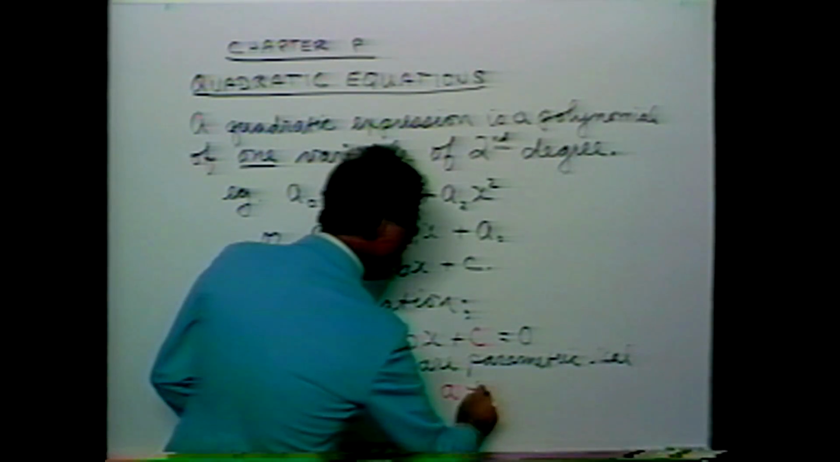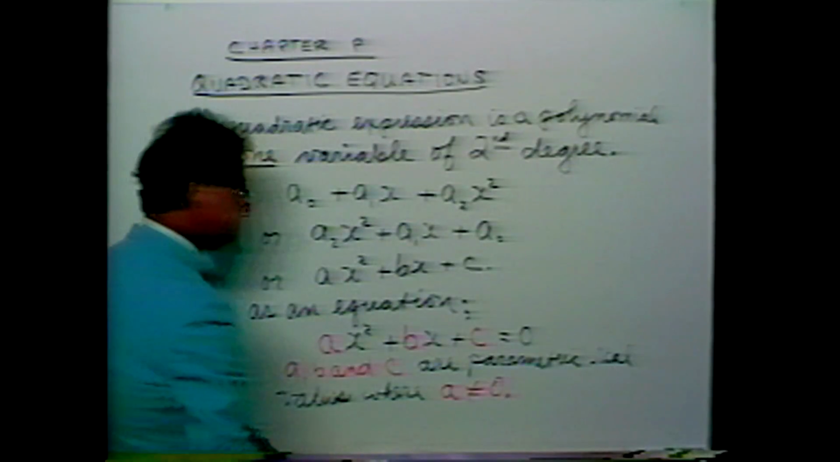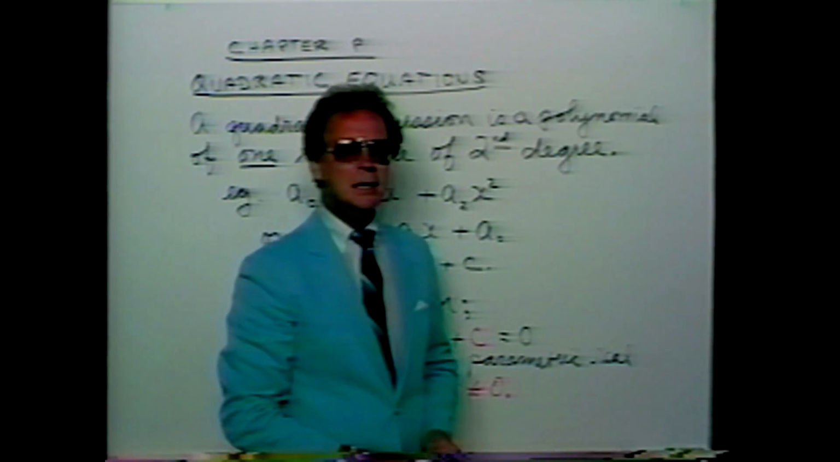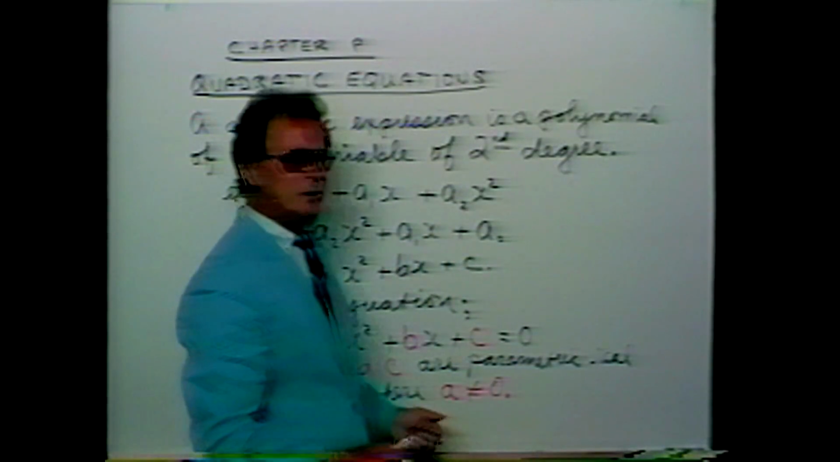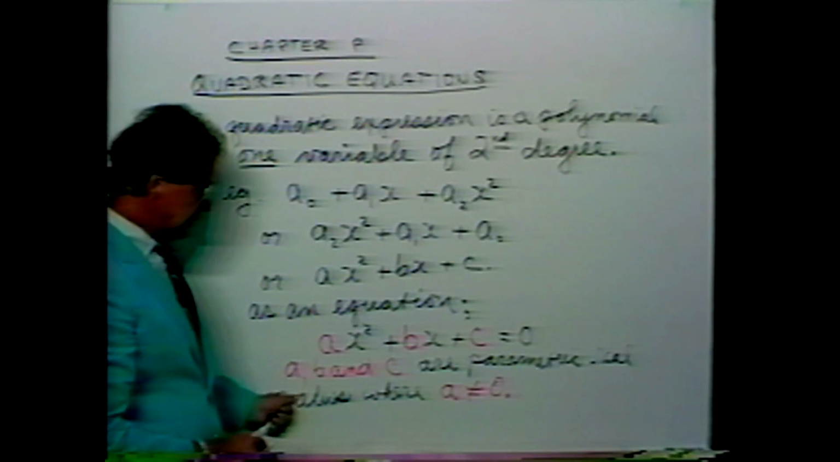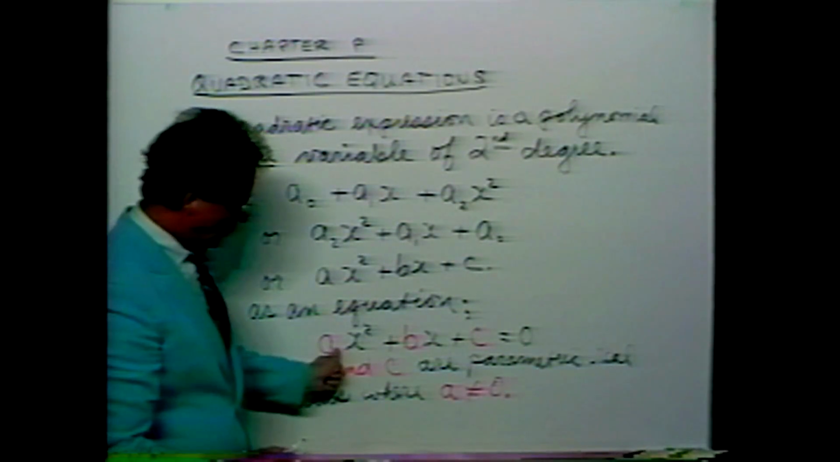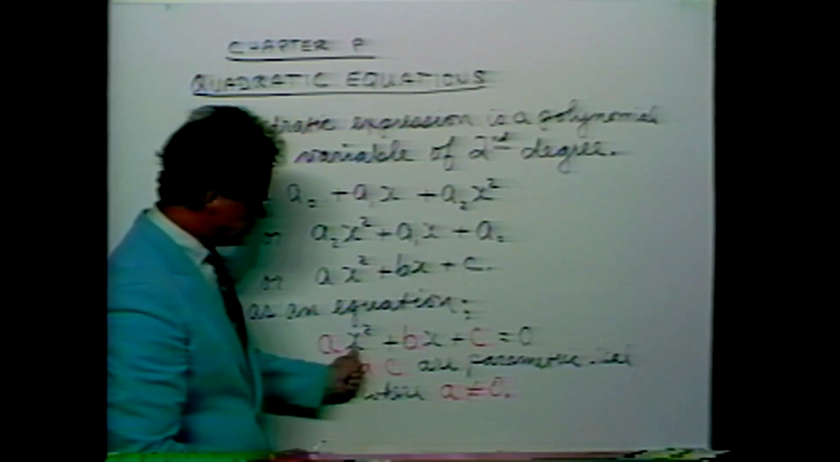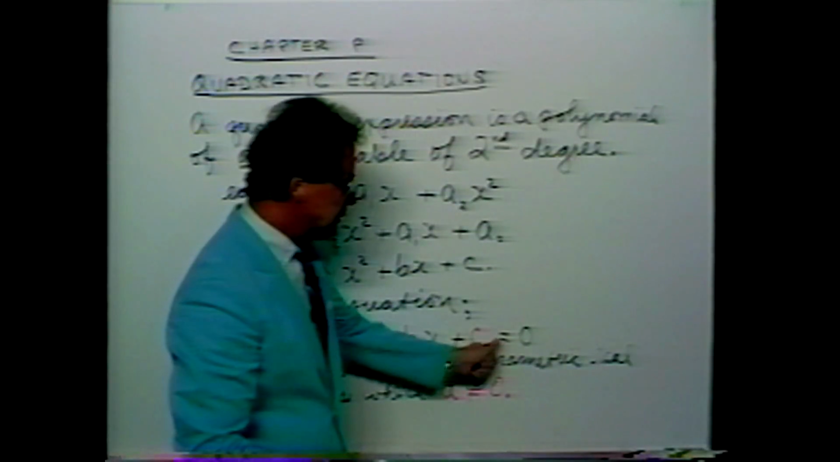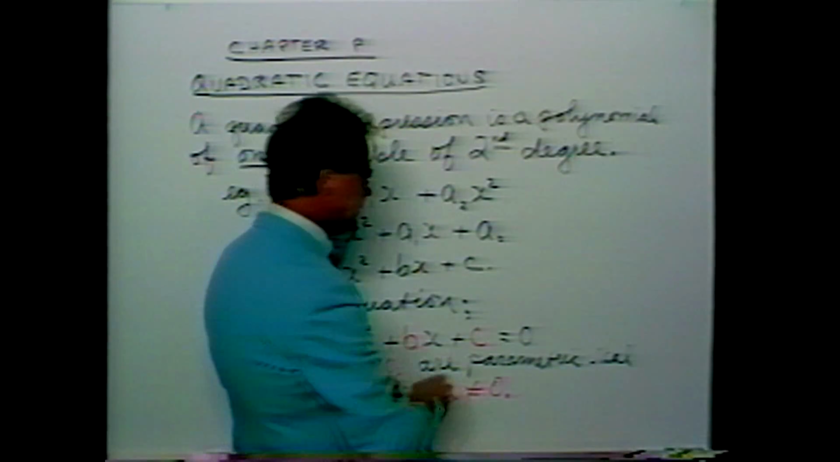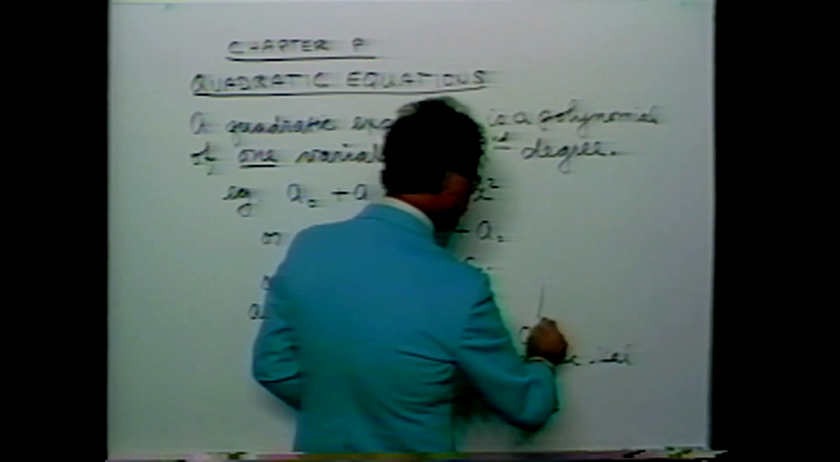A does not equal 0. You should think of A, B, and C as fixed numbers. This is commonly referred to as having been written in standard form. Ax squared plus bx plus c equals 0 is in standard form.